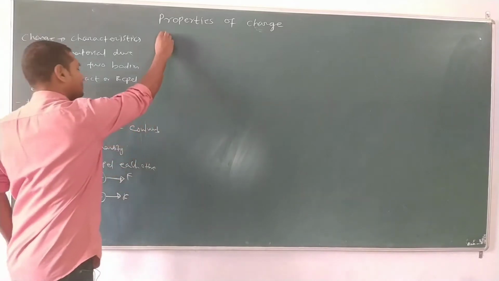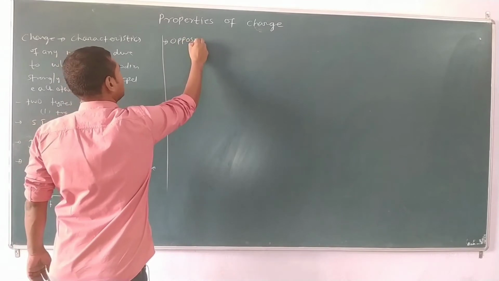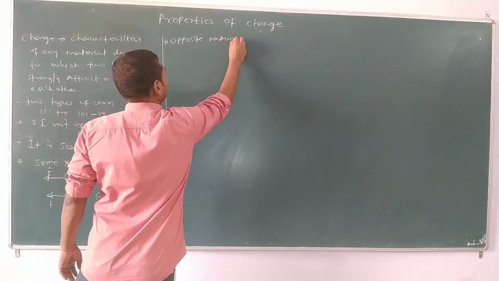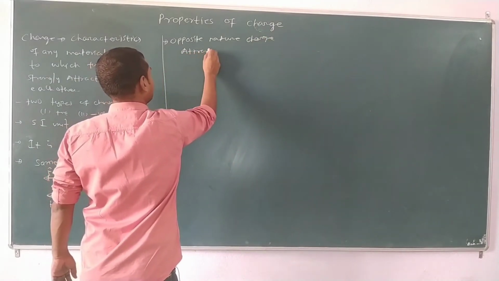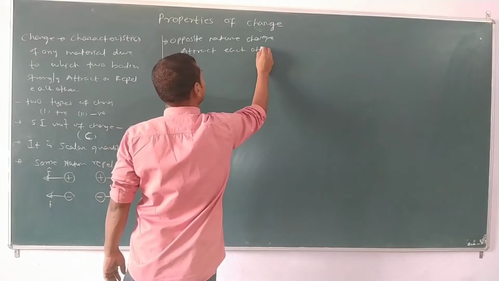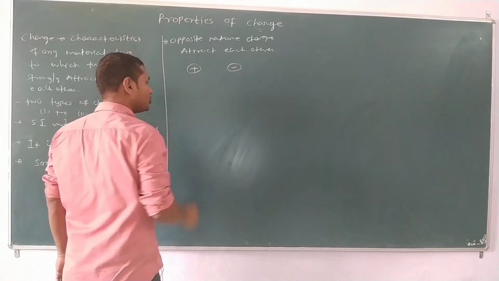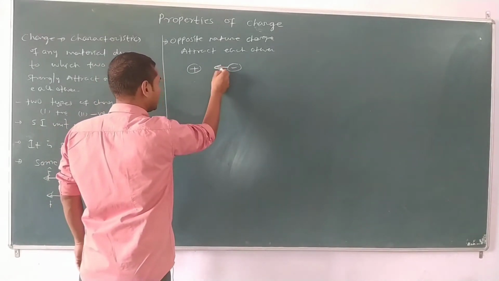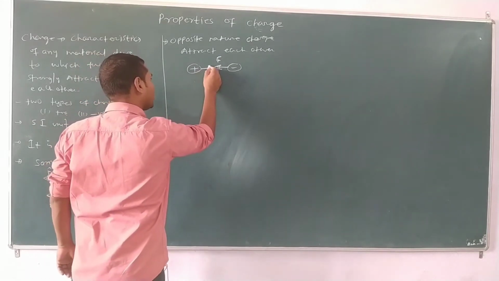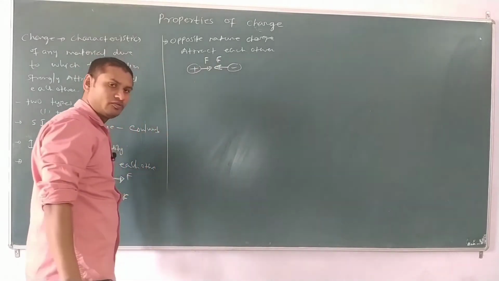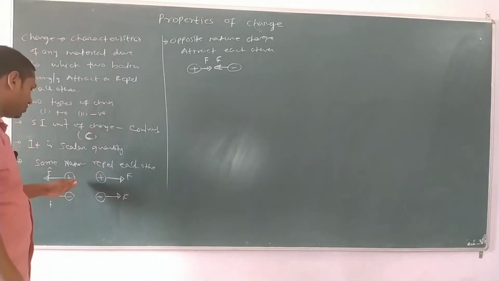In the same way, opposite nature charges attract each other. What does that mean? Suppose there is a positive charge and here a negative charge. The positive charge will attract the negative charge towards it, and the negative charge also attracts the positive charge by applying some force. So two opposite charges attract each other, and same charges repel each other.